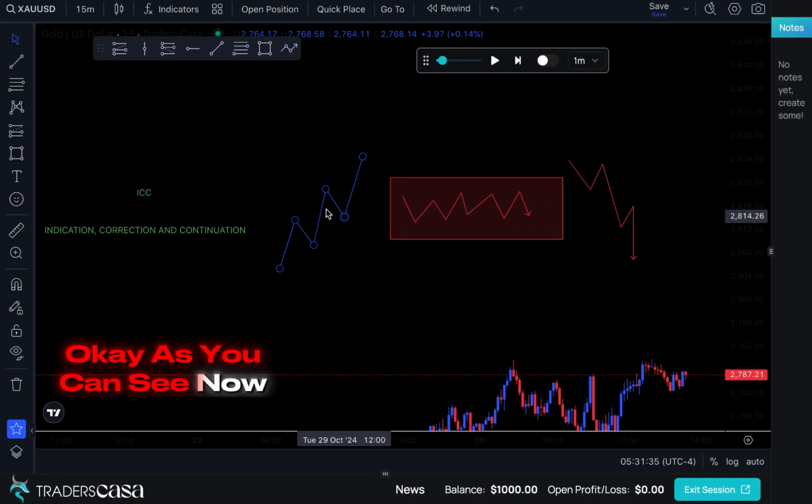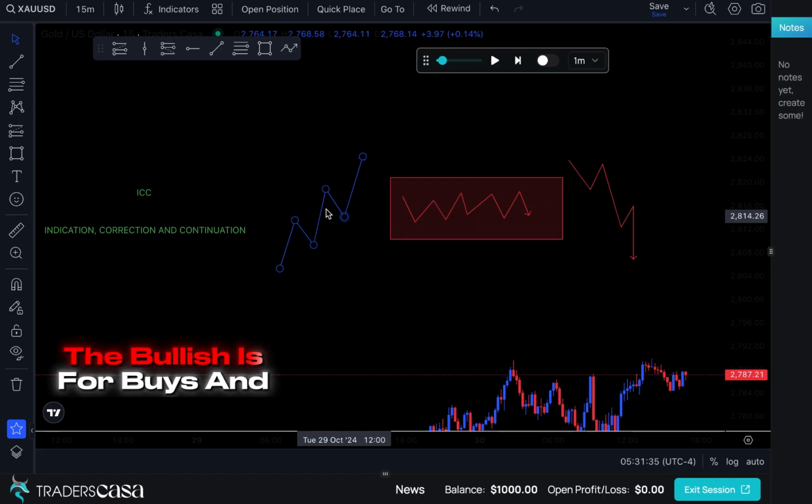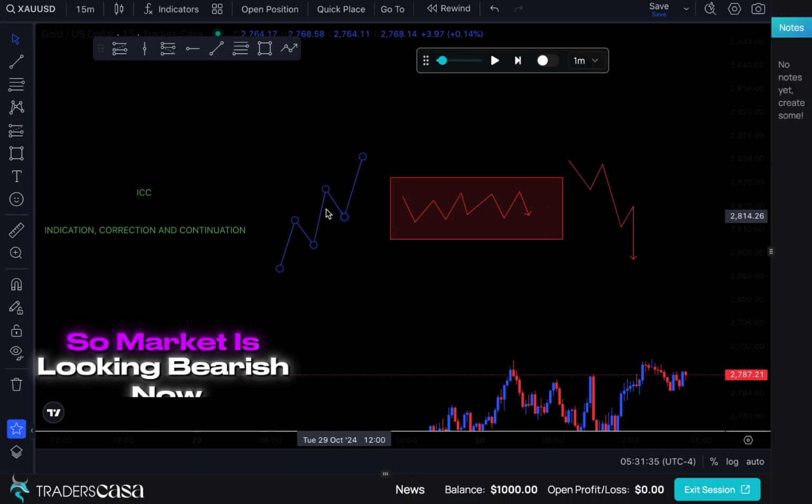Okay, as you can see now, the market has broken below. So the market is now looking bearish. What do I mean by bearish? We have what we call bullish. The bullish is for buys. I have bearish. The bearish is for sells. So the market is looking bearish now.